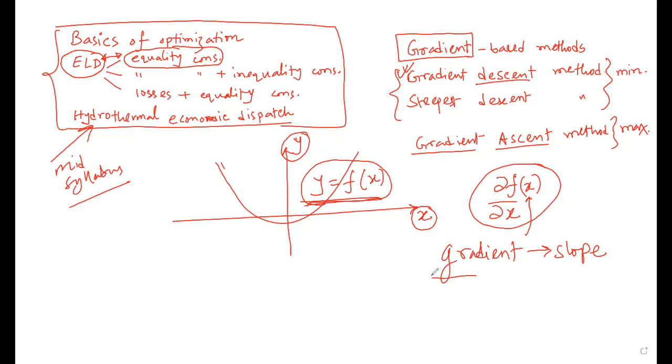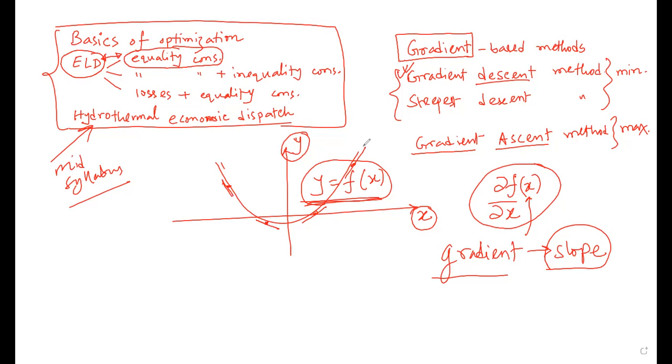So gradient is nothing but the slope of the curve or the function. But where? The question comes, the slope, if I choose this point, this is the slope. If I choose this point, are they the same? No sir. If I choose this point, it's completely different. If I choose this point, it's something else.